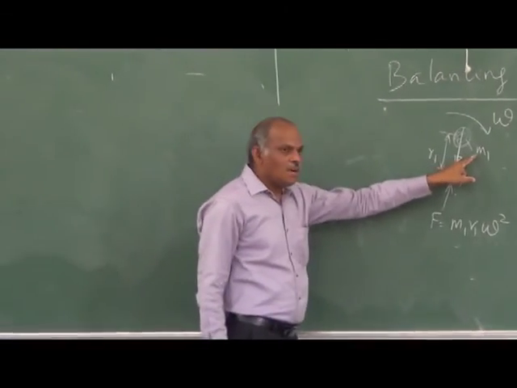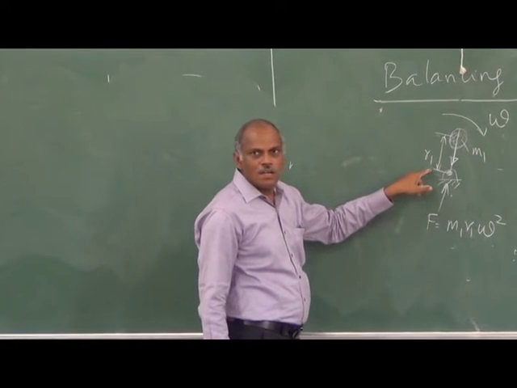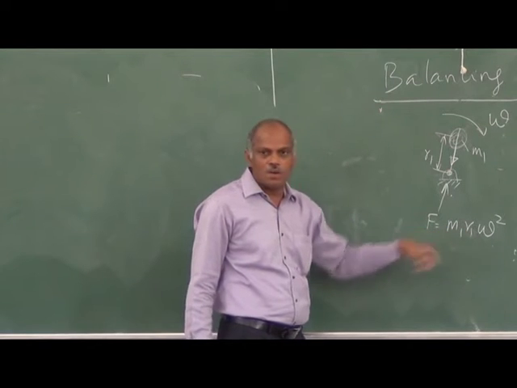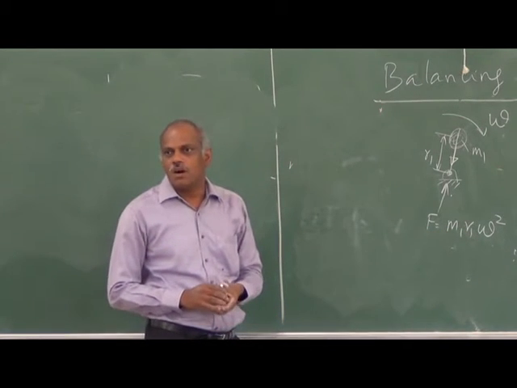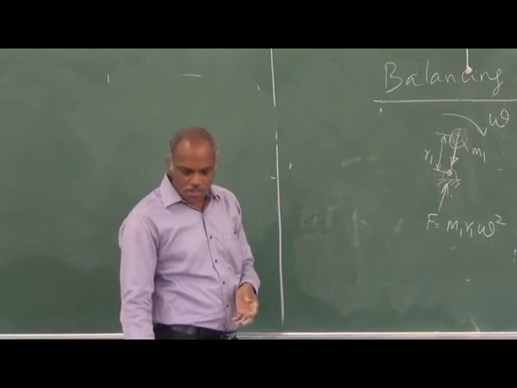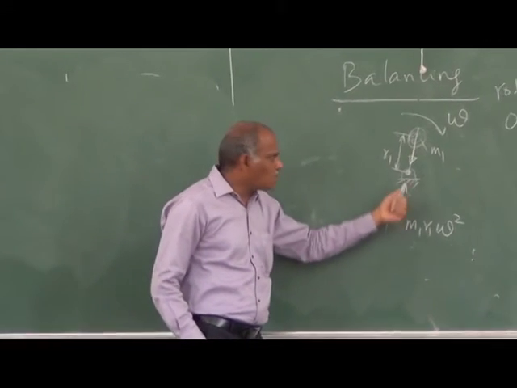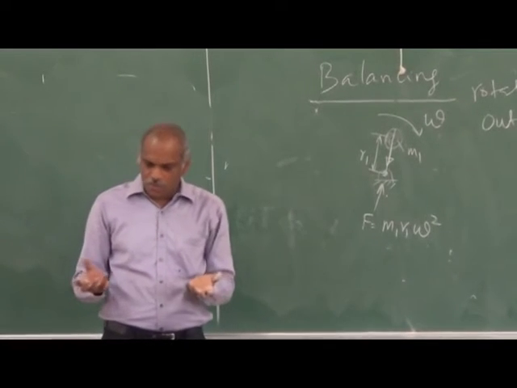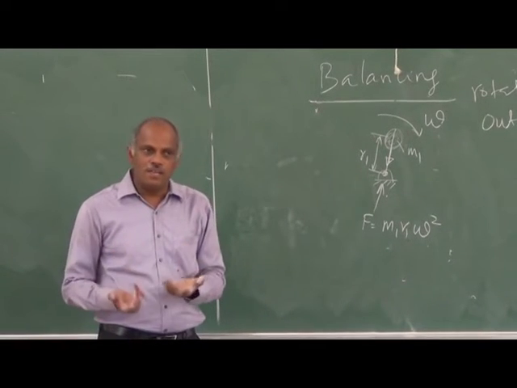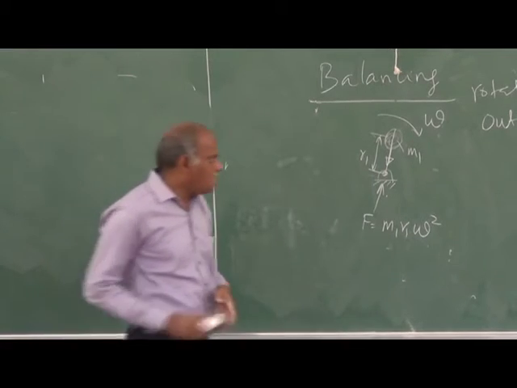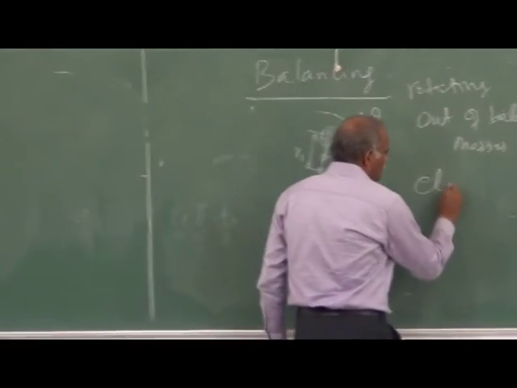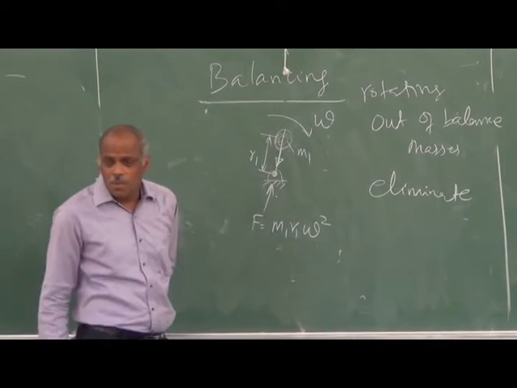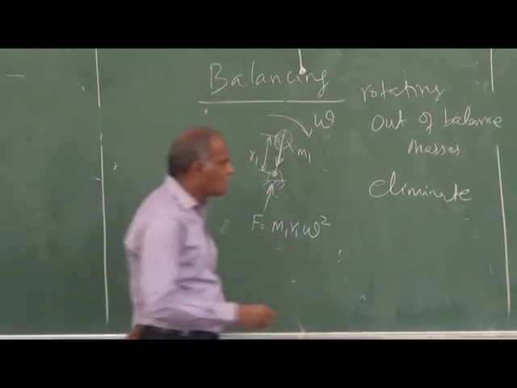So there is a mass M1 which is away from the center at R1. It produces an inertial force of M1 R1 omega square. This will obviously be transmitted to the foundation. If we want to reduce or eliminate this, our objective will be to eliminate it, but if you are not able to eliminate it, at least reduce it.